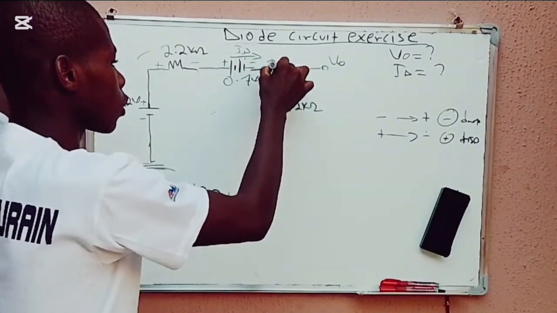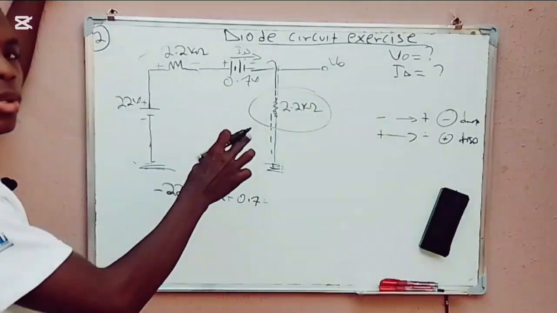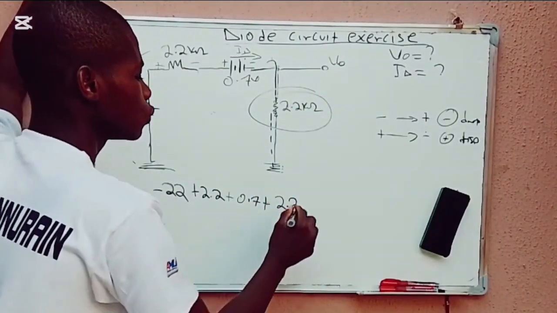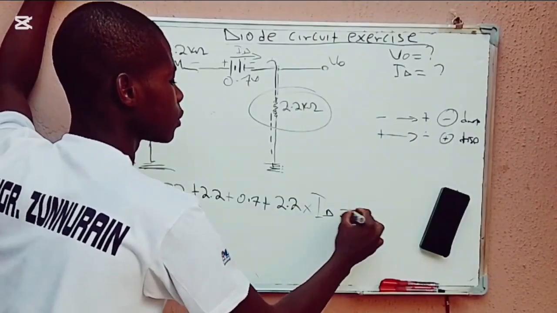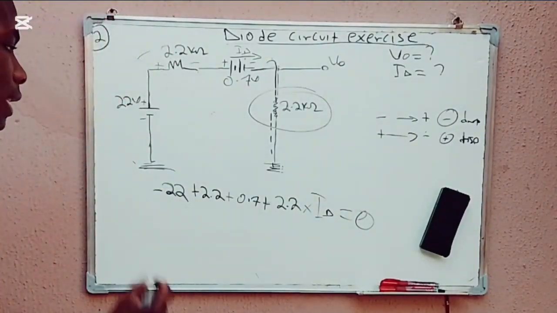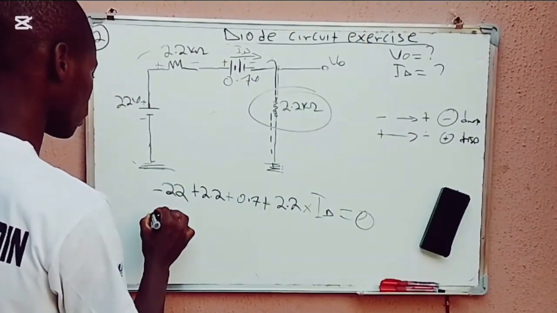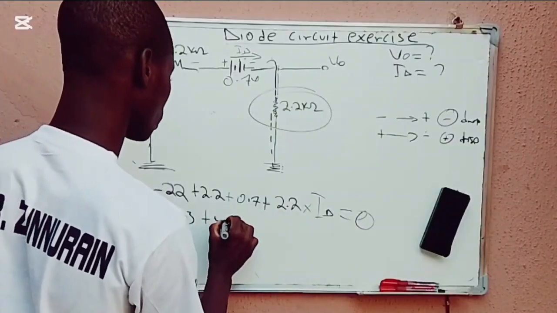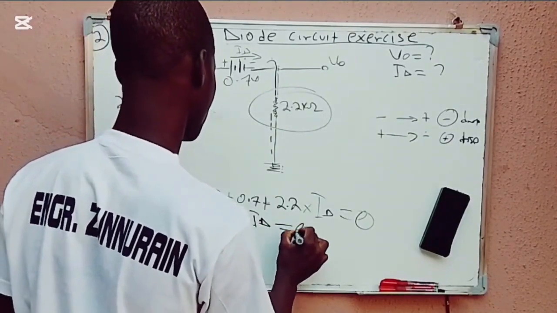It will come across here, but it will first go to this resistance. So therefore this should now be 2.2 multiplied by ID, and should now be equal to 0. So the next thing I'm going to do is that this and this I will now get minus 21.3. So this and this I will now get plus 4 ID, it is equal to 0.